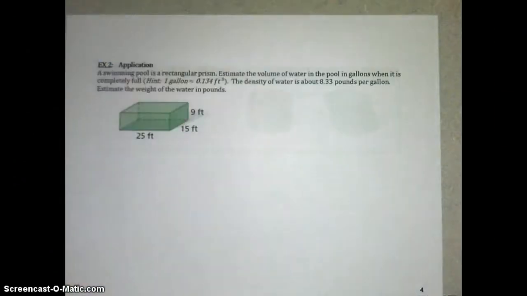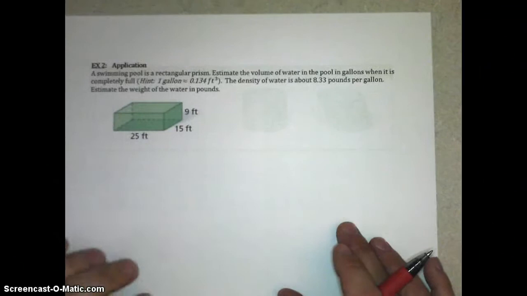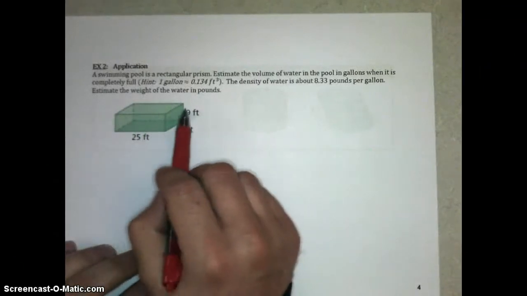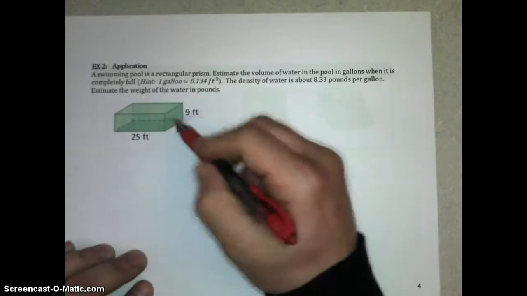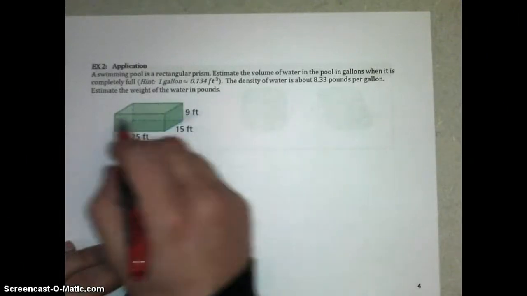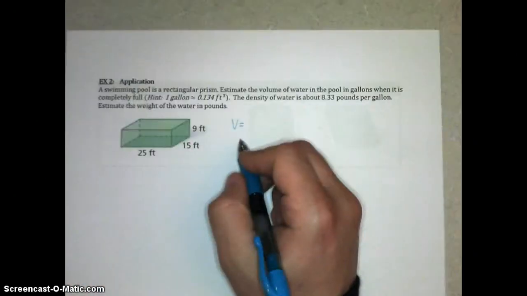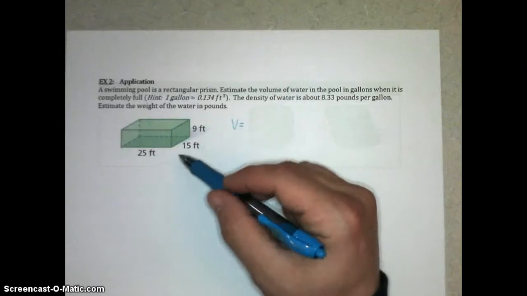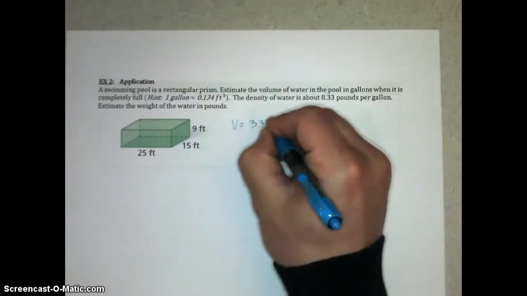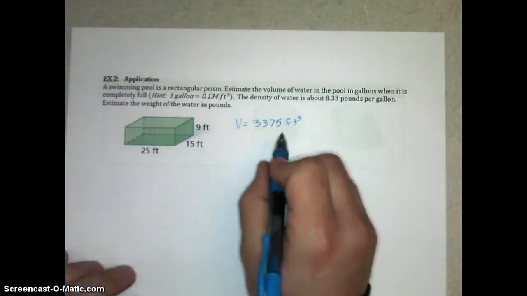All right. For our application problem, we're going to do part of this now, and then we'll finish the rest of it in class. So your task right now is just to find the volume of this swimming pool as a rectangular prism. We have a length of 25 feet, width of 15 feet, height of 9 feet. Go ahead and find the volume if it were to be completely filled to the top with water. Okay, the volume we should get when we do 25 times 15 times 9 is 3,375 cubic feet.